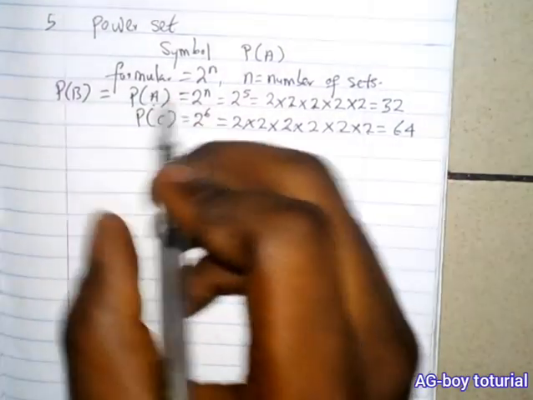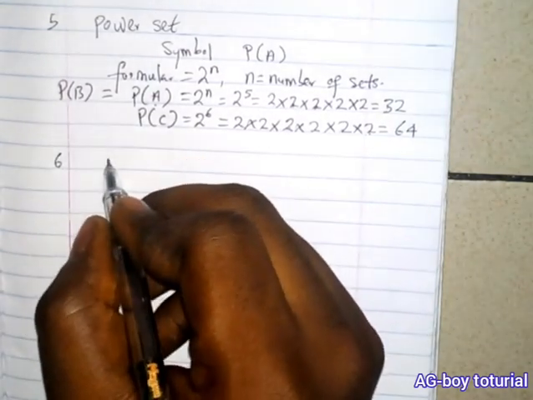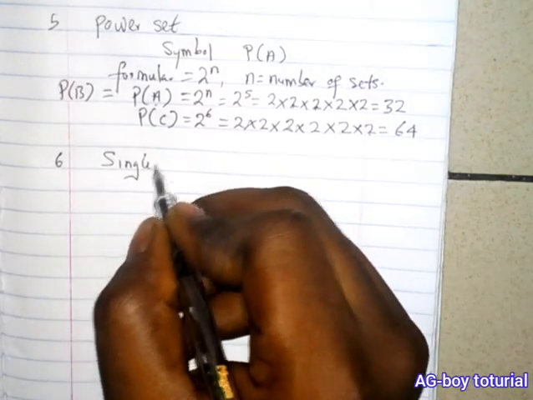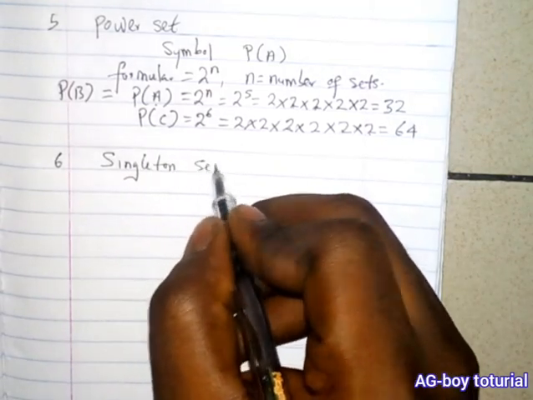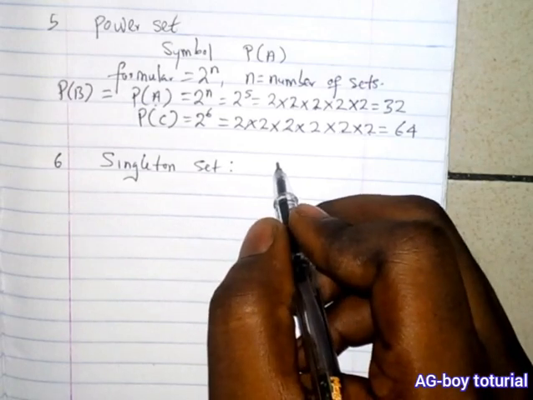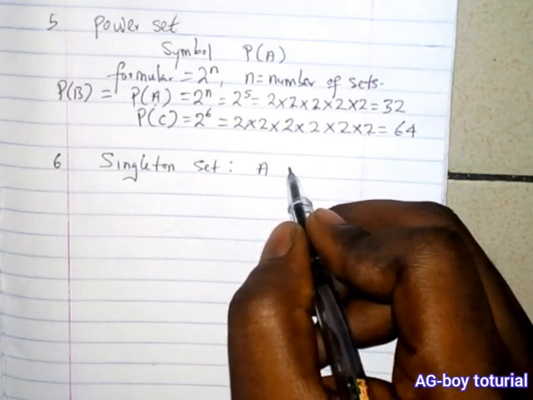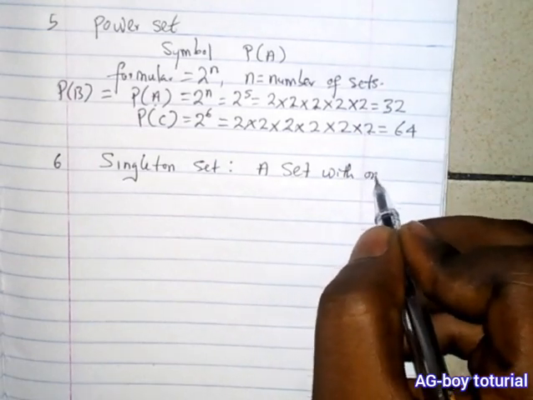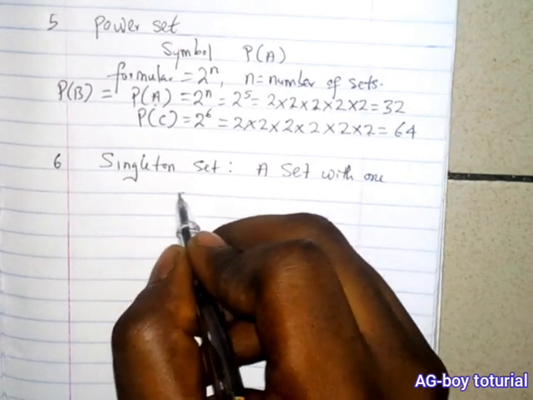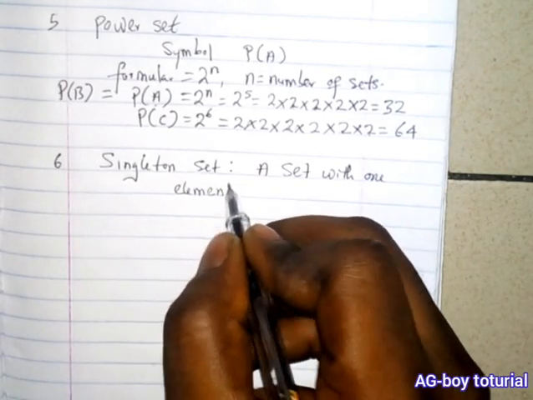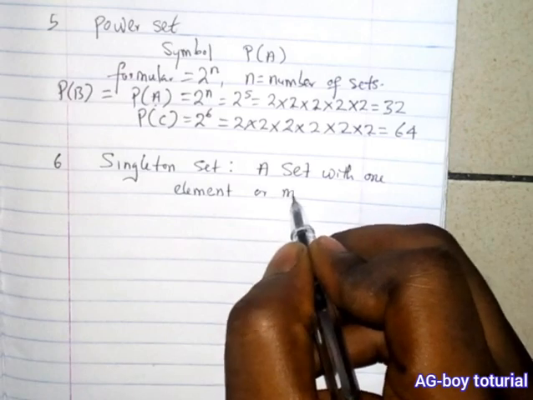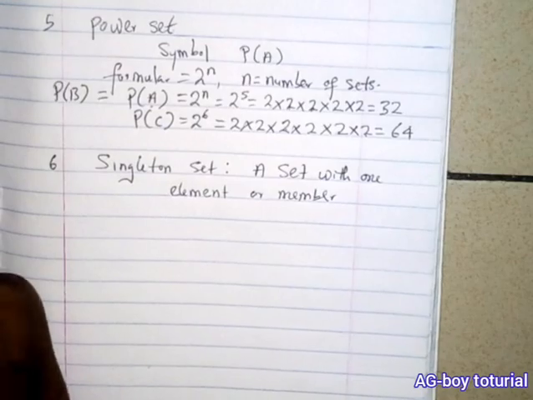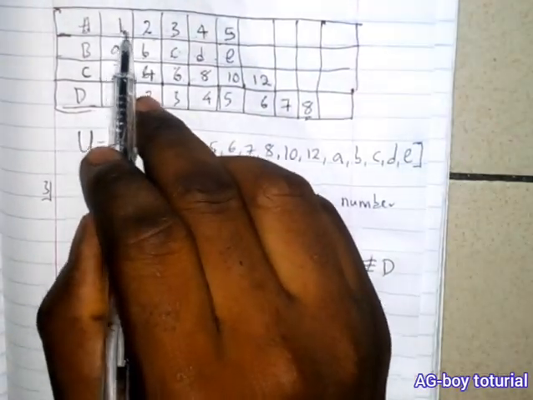So the next one, our next type of set, is the singleton set. Singleton set. Now, a set with one element or member. Elements is the same as members. All these are elements.